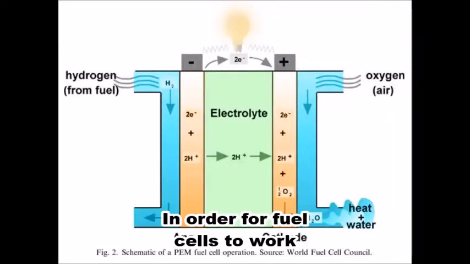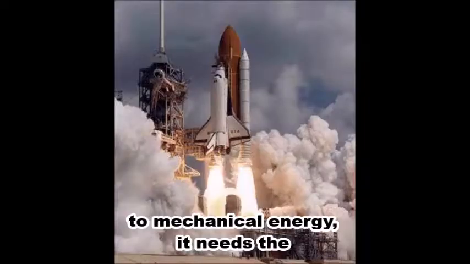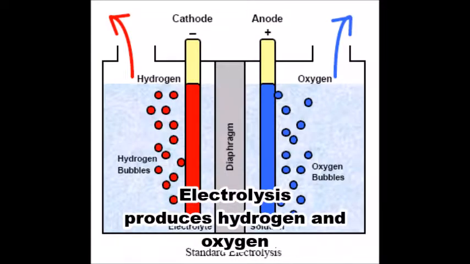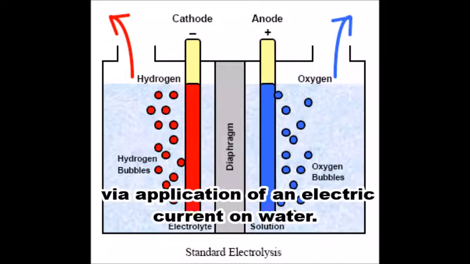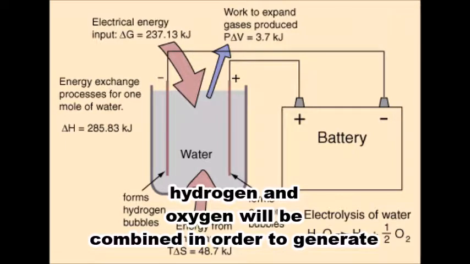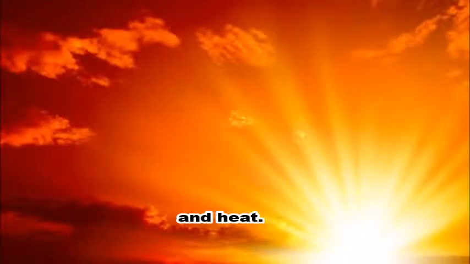In order for fuel cells to work as a converter of chemical energy to mechanical energy, it needs the reverse of water electrolysis. Electrolysis produces hydrogen and oxygen via application of an electric current on water. By reversing the process, hydrogen and oxygen will be combined in order to generate electricity, water, and heat.